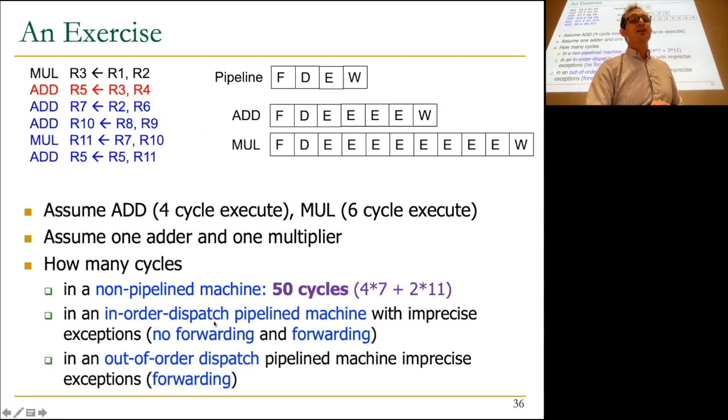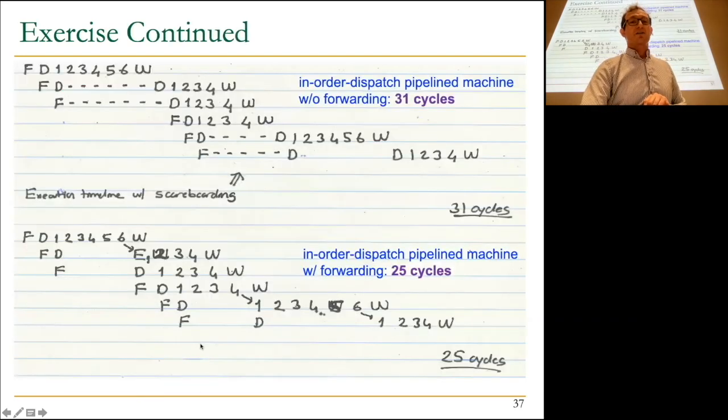We're going to look at an in-order dispatch pipelined machine with imprecise exceptions, with no forwarding and with forwarding. And then we're going to simulate an out-of-order dispatch pipelined machine with imprecise exceptions. No reorder buffer, as we said. We're going to use forwarding. Okay, so let's take a look.